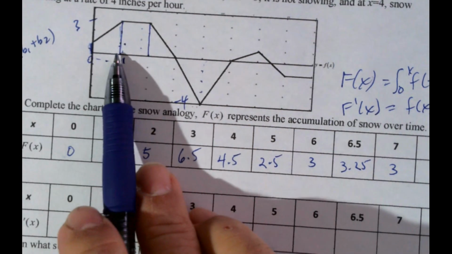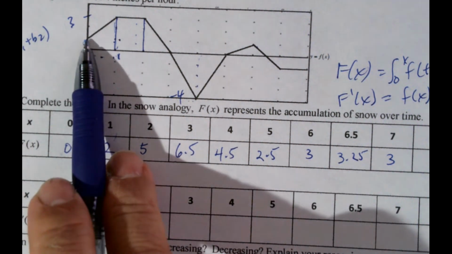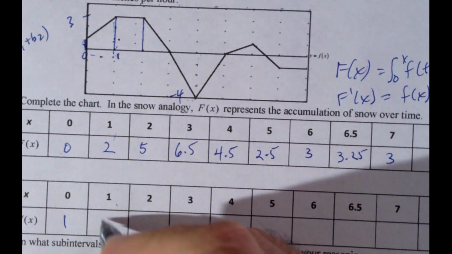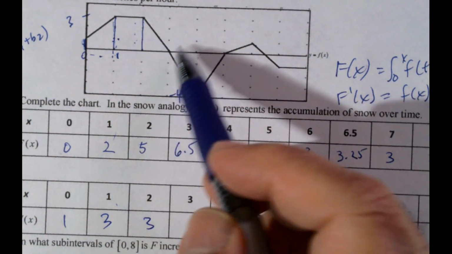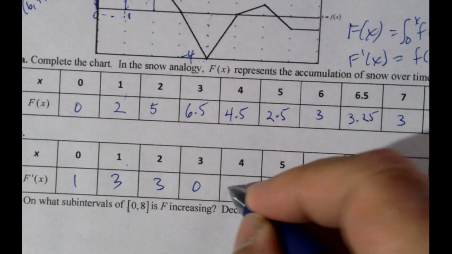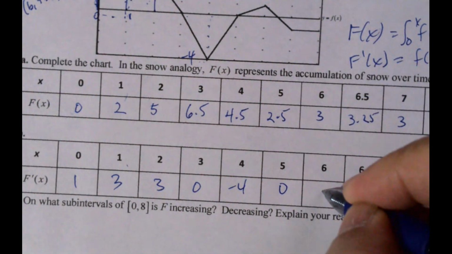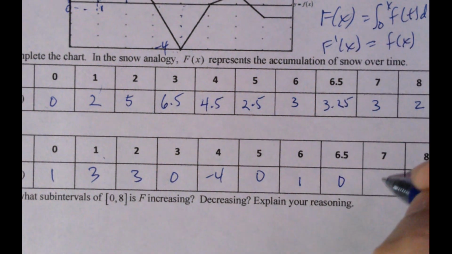Okay, now, so at x equals 0, the y value is 1. At x equals 1, the y value is 3. At x equals 2, the y value is 3. At x equals 3, the y value is 0. At x equals 4, the y value is negative 4, 0, 1, 6.5 is 0, 7 is negative 1, 8 is negative 1. All right, that's it.